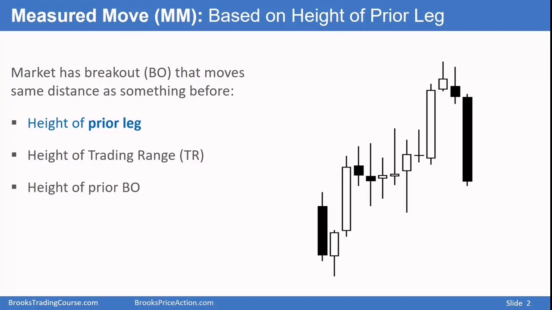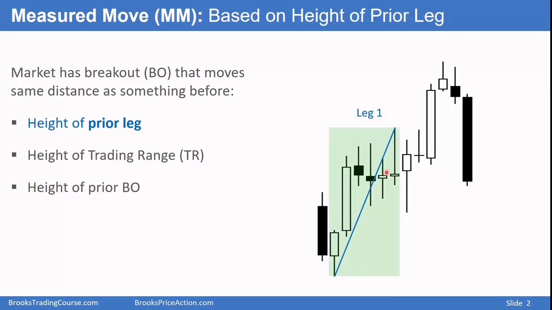First of all, I'm going to be talking about a measured move based upon the height of a prior leg in a trend. So leg 1 equals leg 2 measured move. I will later talk about measured moves based upon a trading range and based upon a prior breakout.